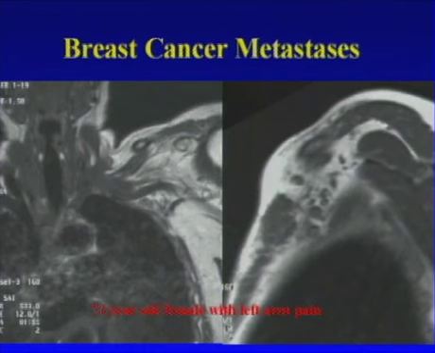So this is a 74-year-old female who presented with left arm pain. And if we look at our coronal image, again, we can see this stellate mass in the supraclavicular fossa right above the subclavian vessels. You can see it kind of wrapping around the subclavian artery.